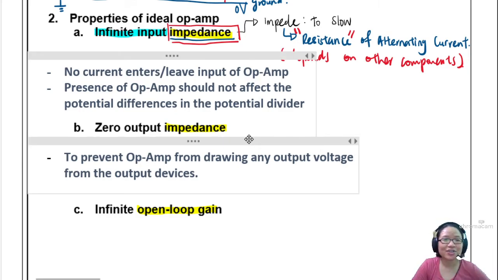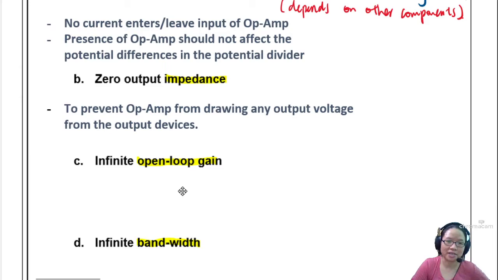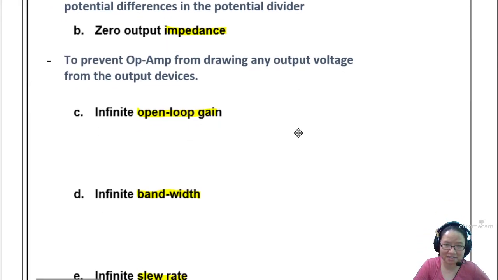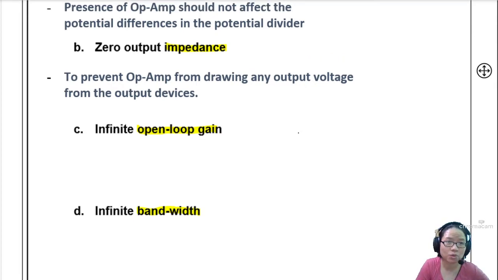Cool? All right, so the third one is infinite open loop gain. There are a few terms here that we need to address, mainly open loop. What is open loop?